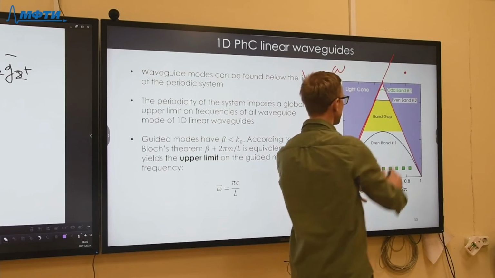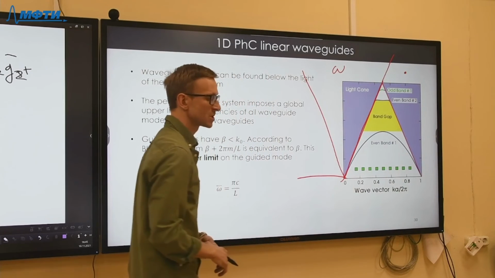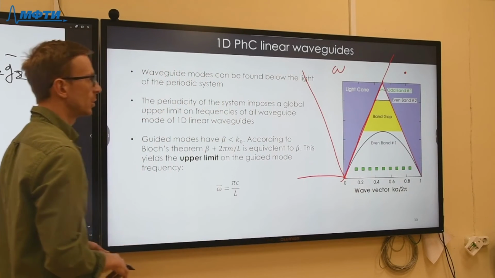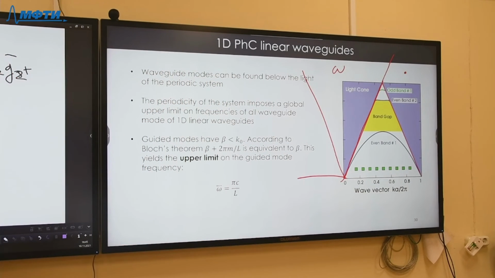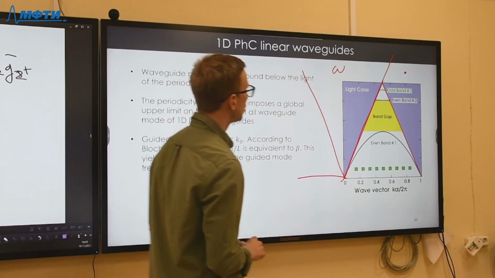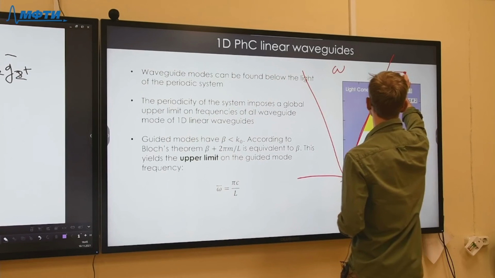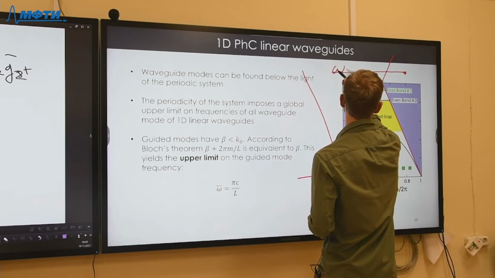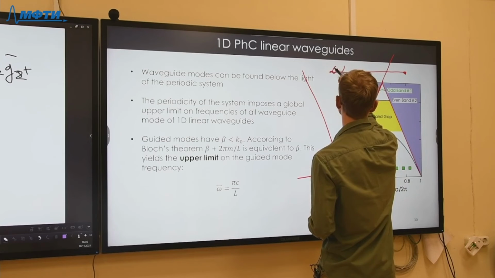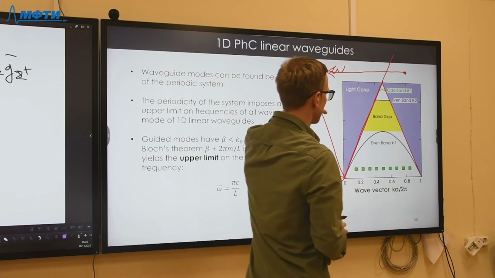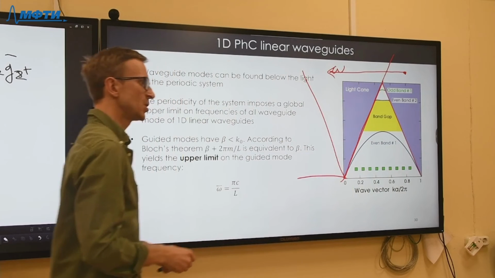But because this is not a real wave vector, this is Bloch's wave vector. Remember that Bloch's wave vectors are equivalent with respect to shift by certain amounts, by the reciprocal lattice vector. And so if I shift this guy, it should appear here. But this is above the light line. And above the light line, radiation is allowed.